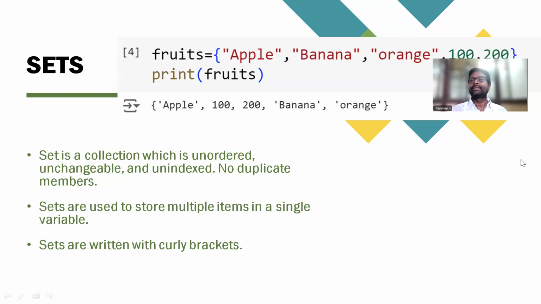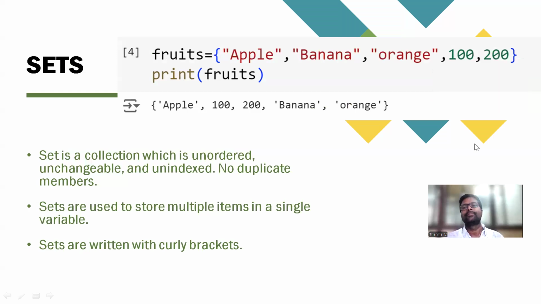So first, coming to the set. How do we initialize a set? You can see here how I'm writing or initializing a set in Python. First, you can see Fruits, that is the name of the set. Fruits equals, so the name of the set is your choice. Whatever name you want to give, you can give that name.